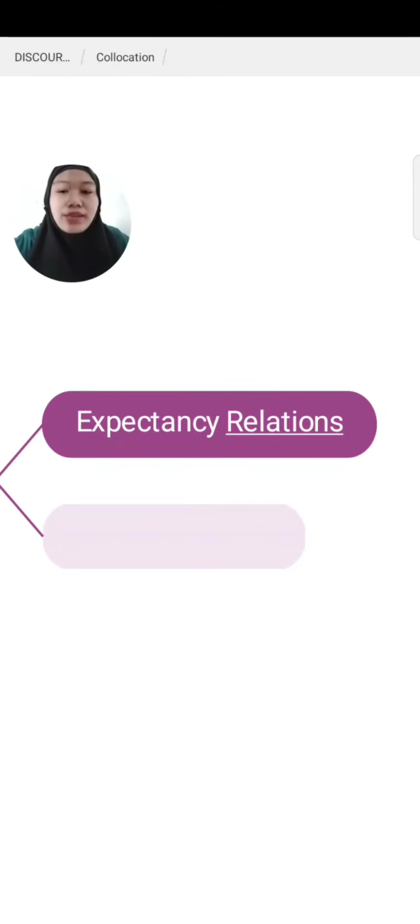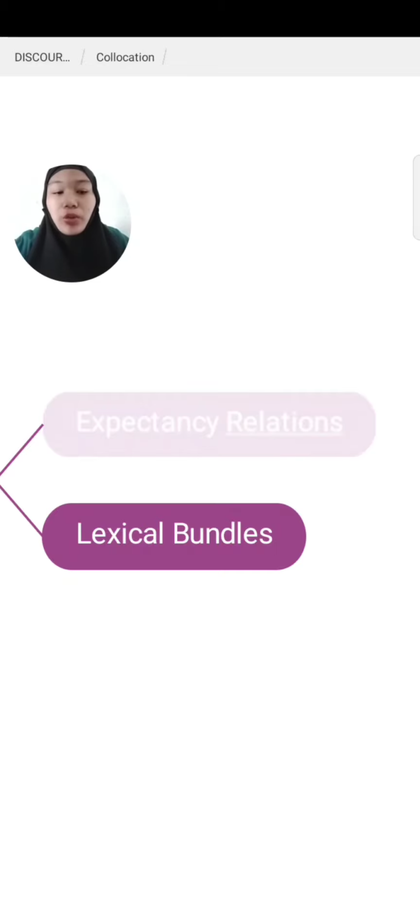There are two expectancy relations. This occurs when there is a particular relationship between a verb and either the subject or the object of the verb. And lexical bundles, multi-word combinations such as as a result, and on the other hand, or if you look at. They occur in genres such as university textbooks, academic essays, theses, and research articles.